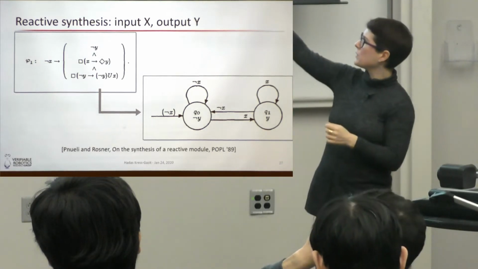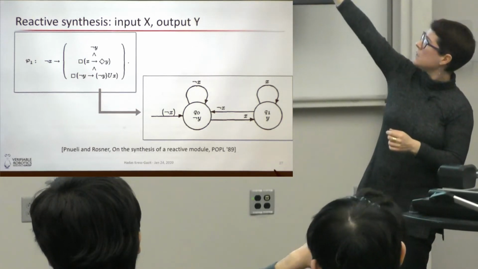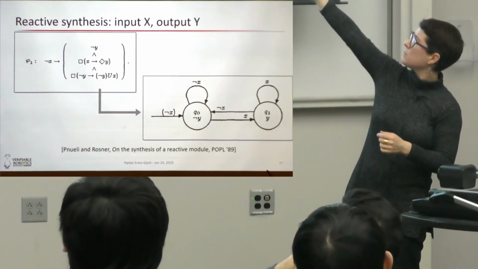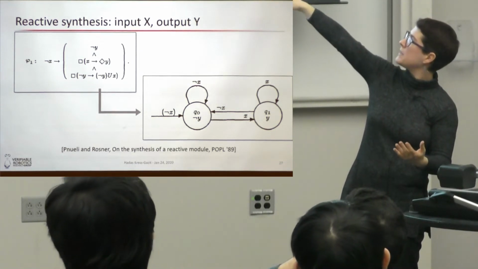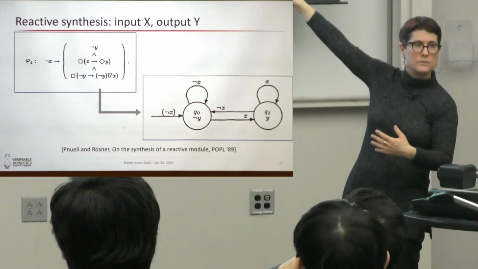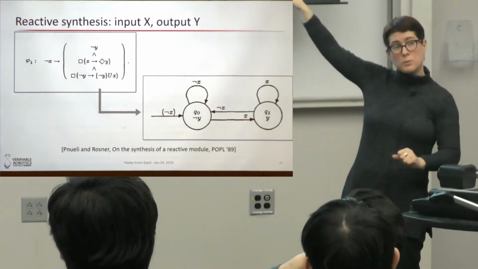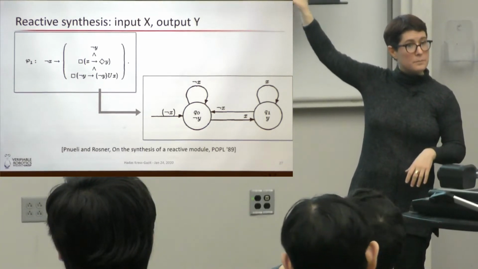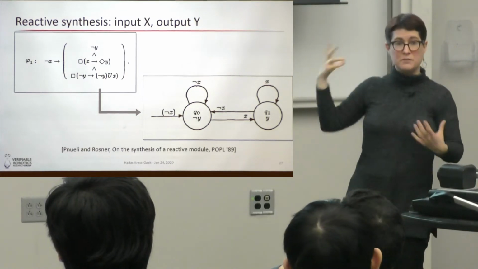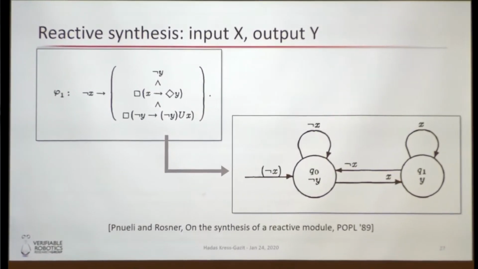Okay, so in this example, we have not X implies not Y, and always X implies eventually Y, and always not Y implies not Y until X. So there are multiple different solutions to this specification. This is one of them. If you squint at this a little bit, or we can chat about it later, really what you can see is that one possible solution is that just Y does what X does. So if X is false, Y is false. If X is true, Y is true. Done. There are other solutions as well.